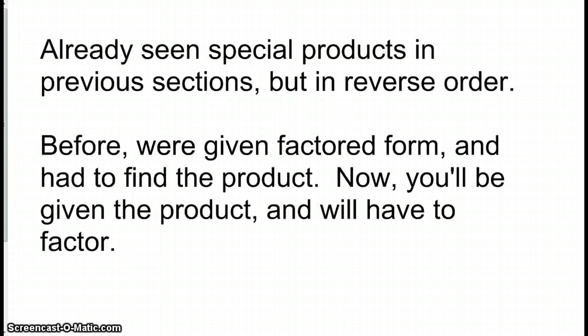This is section 9.7, factoring special products. We saw some special products before in earlier sections in the chapter, but they were in reverse order. In other words, they were given to us in factored form, and you had to multiply them out to find the product. Now you're going to be given the product, and you have to factor. So we're going to take a step backwards.